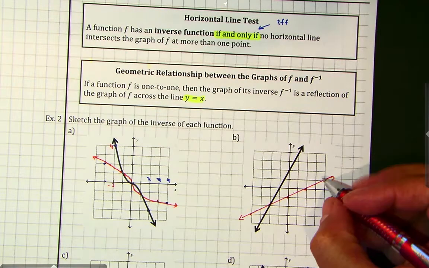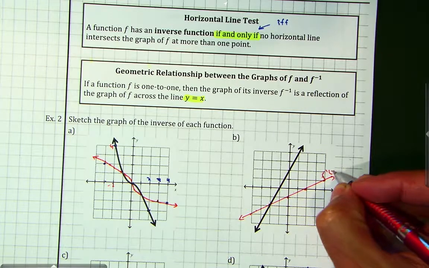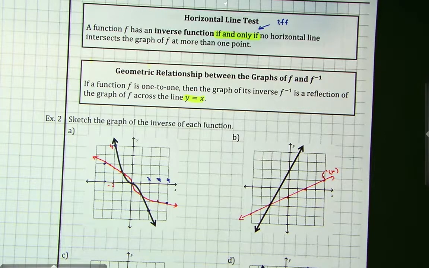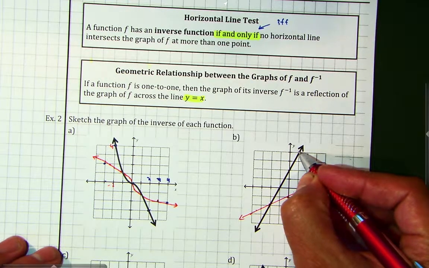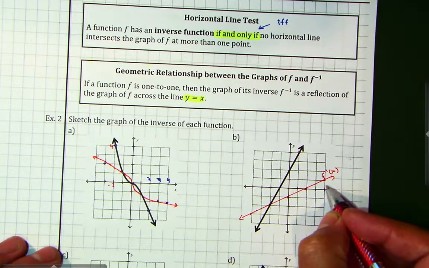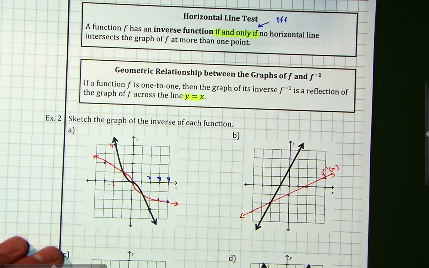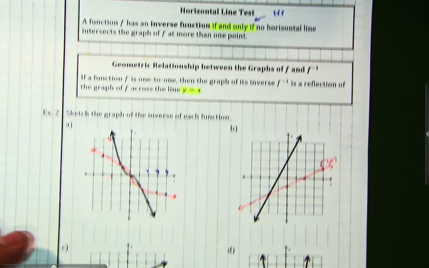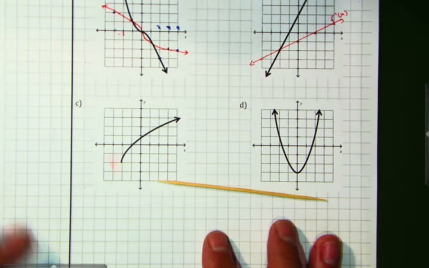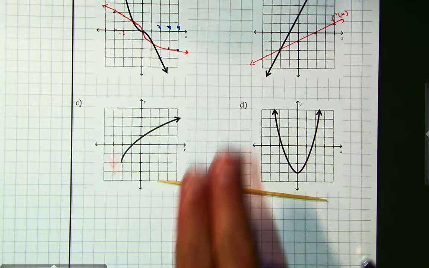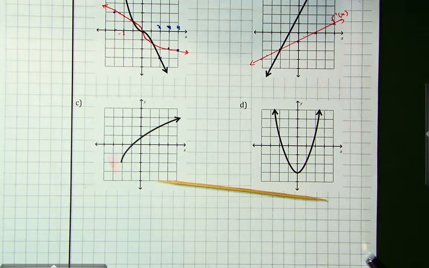So therefore, this is the inverse function. And remember, it's going to undo the operation. So if I plug in a 1, it gives me 4. So therefore, my inverse, if I plug in a 4, gives me 1. So perfect. So try letters C and D. Go and pause it, and we'll start once you are ready.